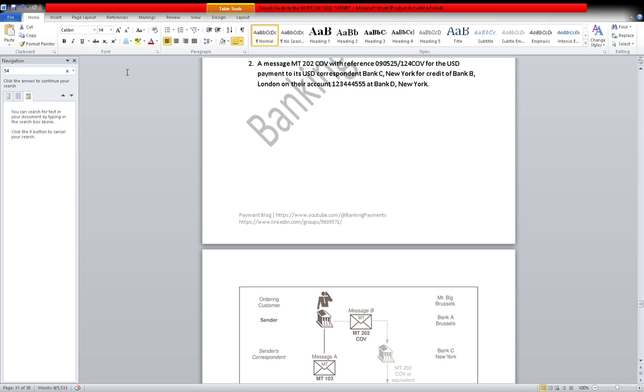Swift serial and cover payments originate from the two methods used in settling transactions for correspondent banking: the serial method and the cover method. What are the two methods and how do they work? Serial and cover payment in a nutshell.